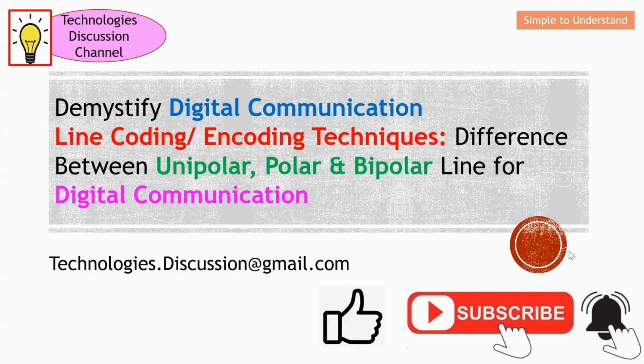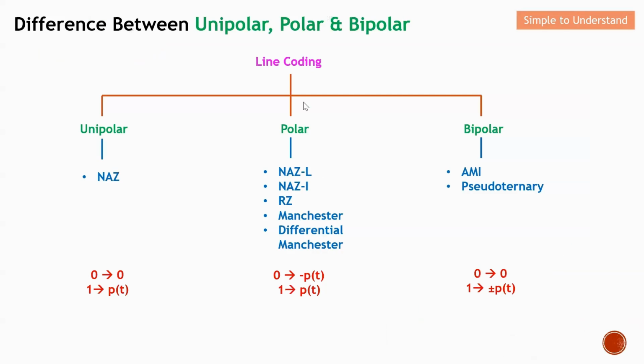Let's take a look at the different types of line coding. As I mentioned earlier in my Series A discussion, I have discussed unipolar, which is one of them. The very classical one is non-return zero. I have also covered the polar, which is the non-return zero level and also non-return zero inverted. I have also discussed return to zero. So basically, this is all under the Series A discussion. In this video, I will continue to discuss Manchester, differential Manchester, and also the bipolar AMI, etc.